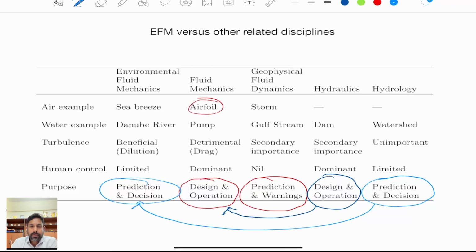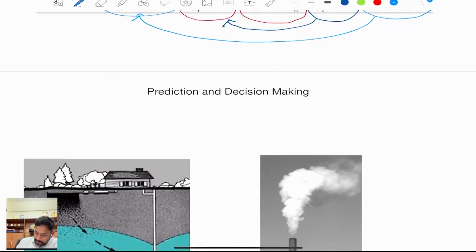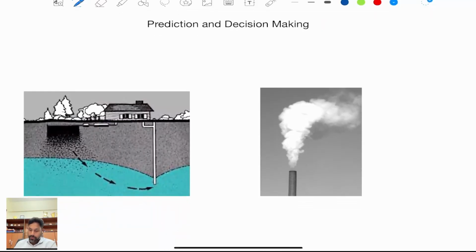So let's talk about prediction and design. Sorry, not design, prediction and decision making, right? So we are mostly focusing on prediction and decision making in case of environmental fluid mechanics as well as in hydrology. So let's see what exactly we mean by this. So let's take these two examples again, where the second one is something we have discussed briefly, and there is this first one as well.